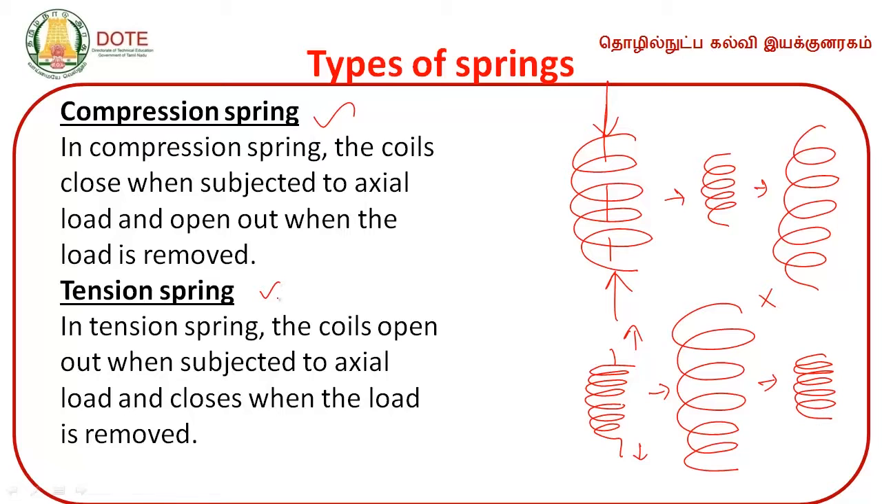So there are two types of spring. One is compression spring, another one is tension spring. In a compression spring, the coils close when it is subjected to an axial load. When the load is there, it closes. When we remove the load, it regains its original position and opens. In a tension spring, when we apply the load, it opens out, it expands. When we remove the load, it regains its original position. This is called a tension spring.